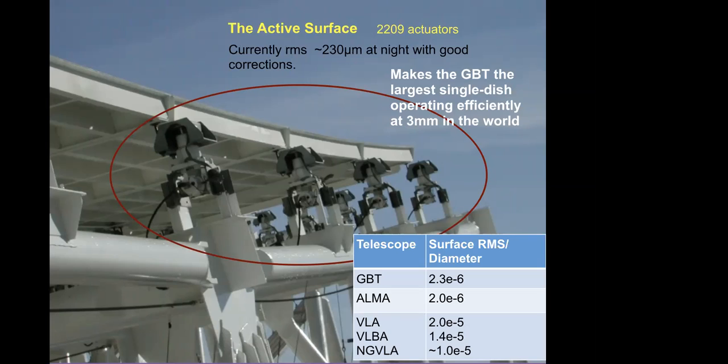The GBT has 2,209 actuators across the entire surface. With a good clear night and good corrections, we can usually get down to an RMS of about 230 microns. Using these actuators makes the GBT the largest single dish that's able to operate at these higher frequencies. Down in the bottom, we have listed a comparison of the surface RMS compared to the diameter for several different radio telescopes, like the GBT compared with ALMA, the VLA, and then the future ngVLA.